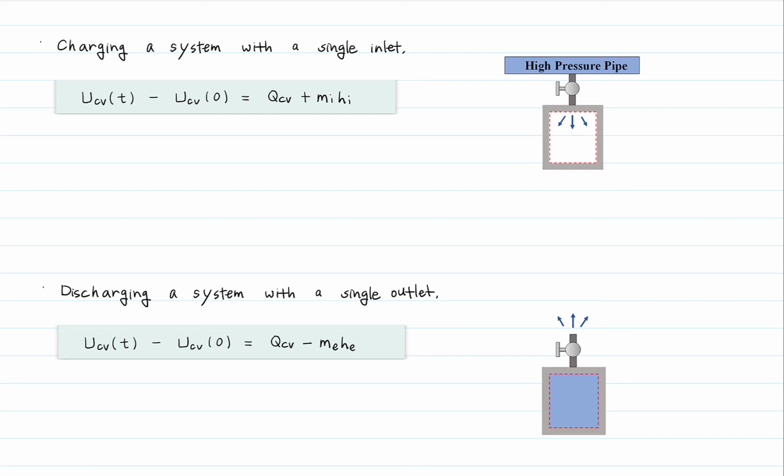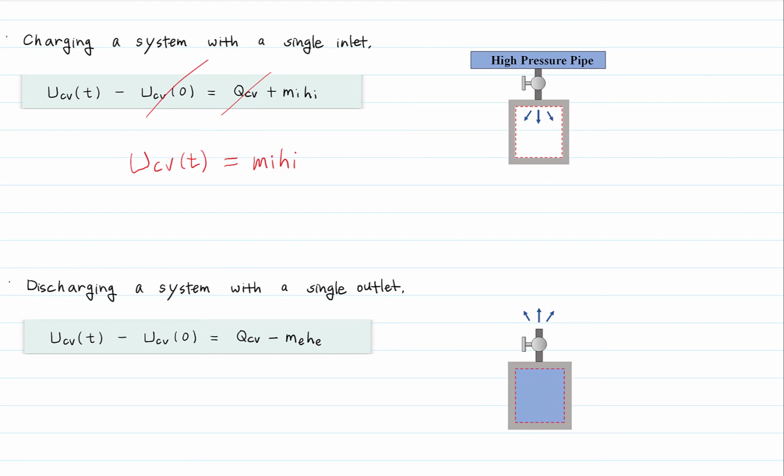We neglect the kinetic and potential energy change in the control volume as the system is stationary. And the energy balance for charging a system with a single inlet is shown here. It can be further simplified if the tank is initially empty, then this term goes to 0. And if it's an adiabatic process, Q also drops out. So the internal energy of the tank at the final state is equal to the enthalpy from the high pressure pipeline.